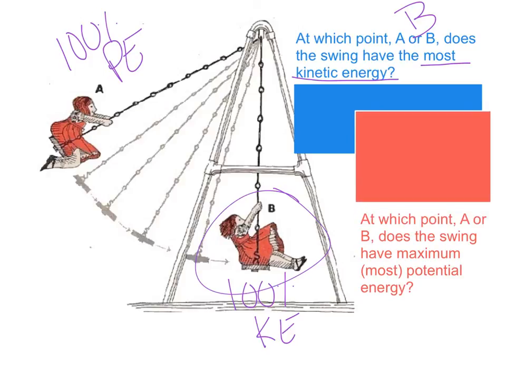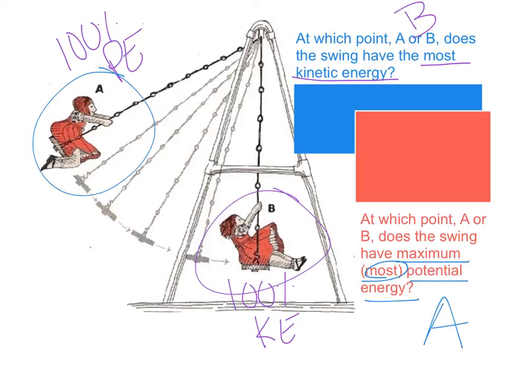At which point, A or B, does the swing have maximum or the most potential energy? So once again, since we labeled it, this should be very, very easy to answer. Where does it have the most potential energy? Great job. It has the most potential energy at point A, which is right up there at its highest point.